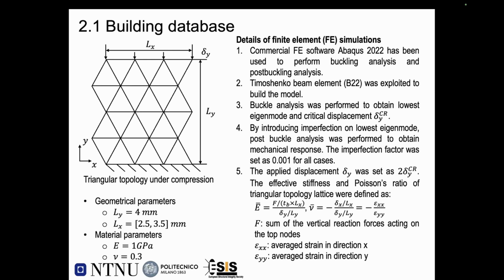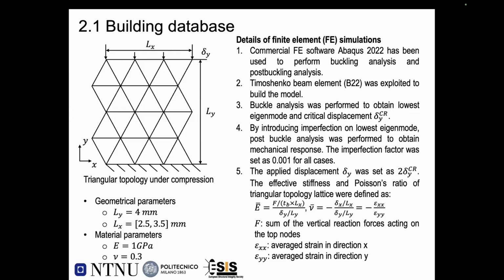The left figure shows the triangular topology and the compression. Here, Ly is fixed, while the dimension Lx varies because it is non-uniform. The nodes are randomly distributed, and Lx, the dimension in the x direction, is from 2.5 to 3.5 millimeters. In these preliminary studies, we use linear elastic models. Therefore, stiffness and Poisson's ratio are the material properties we use. For the finite element simulations, it is run by the commercial software Abaqus to perform the buckling analysis and also the post-buckling analysis.